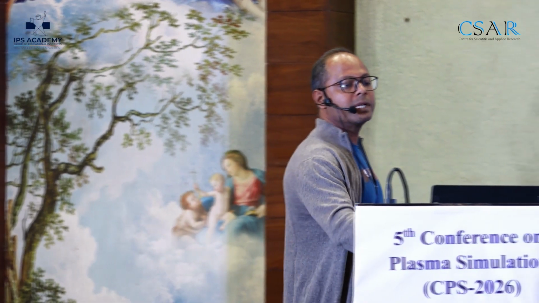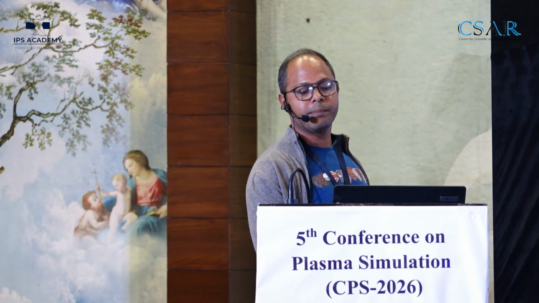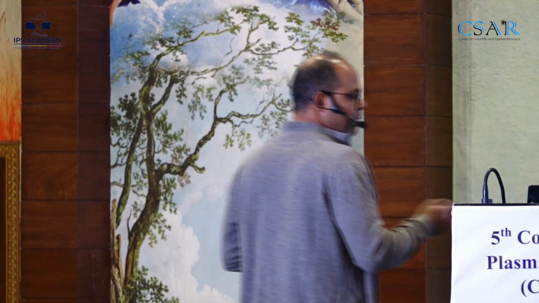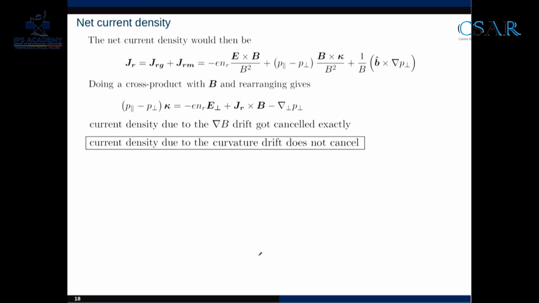where the grad B drift term simply gets cancelled out with what you had from the guiding center motion, but the curvature drift will not cancel out because you have a P perp here as well, while you had a P parallel there. So this means that there is no exact cancellation of the magnetization current and the guiding center motion current for runaway electrons. So what this means is that unlike a traditional plasma without relativistic electrons, the classical version of the Grad-Shafranov equation is no more valid if you have a relativistic electron beam.